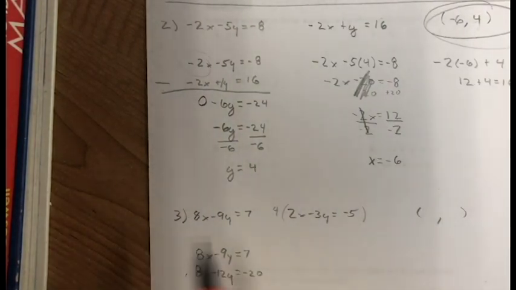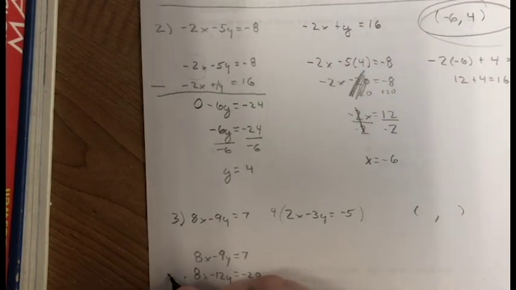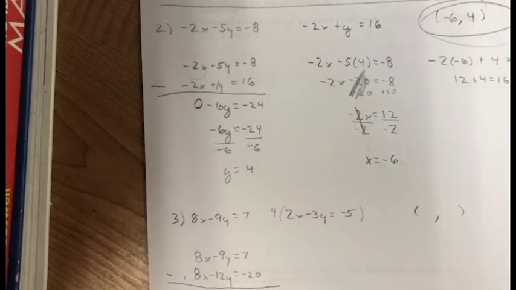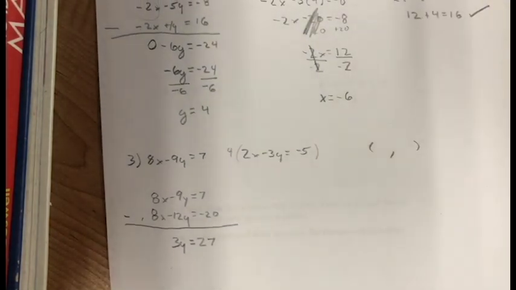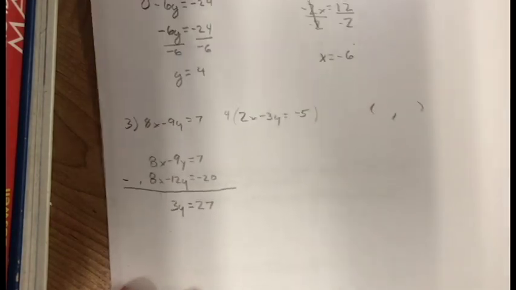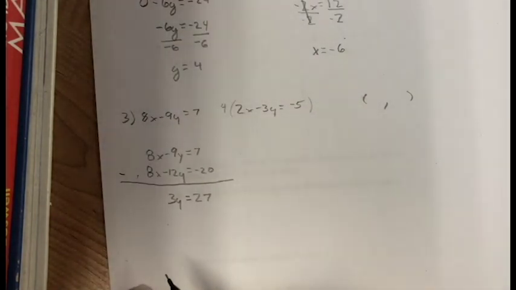Since they are the exact same coefficient, I am going to subtract. 8x minus 8x equals 0. Negative 9y minus a negative 12y is going to give me a positive 3y. 7 minus a negative 20 gives me a positive 27. Okay, sorry, I went off paper again. Gives me a positive 27. So I just did step 2. Now, step 3, let's solve for y.